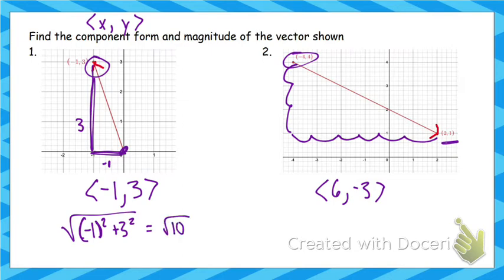All right, on the next one, we would do for magnitude, 6 squared plus negative 3 in parentheses with the squared outside it. So that's going to be 36 plus 9, which is the square root of 45, which should simplify to 3 root 5.